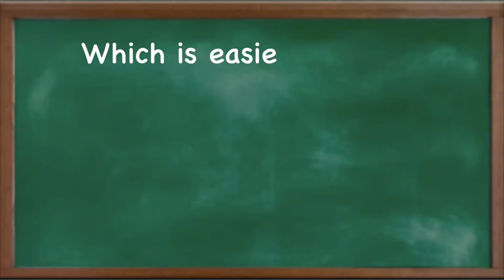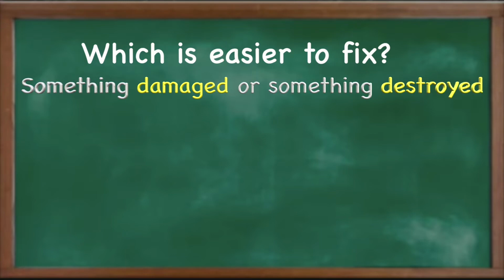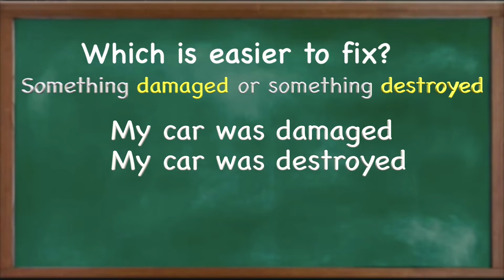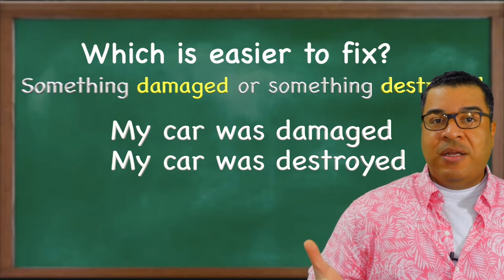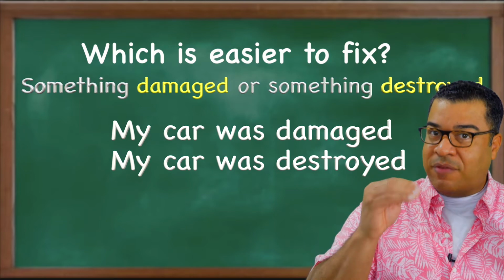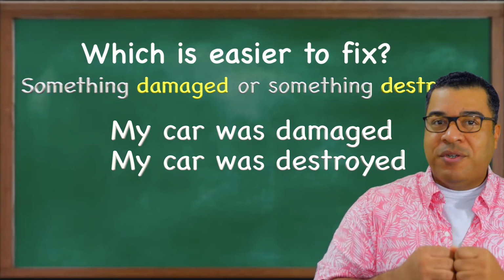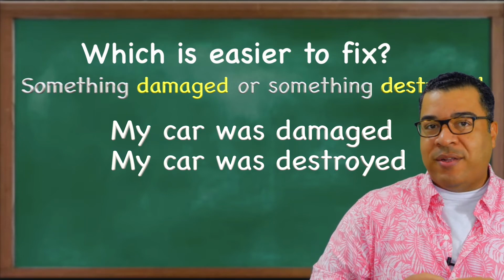Which is easier to fix? Something that's damaged or something that's destroyed? For example, my car was damaged. My car was destroyed. Now, if you look at both of these, damaged and destroyed, they are synonyms, but the shade of meaning is different. They both mean broken, but there's a huge difference between these two. What do you think is the correct answer?